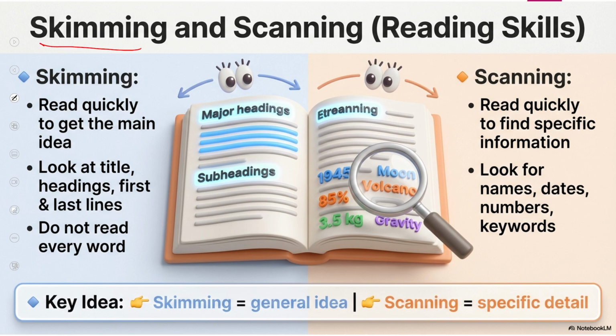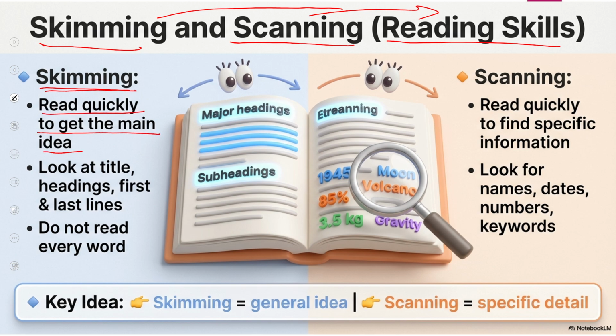Now, the first one is skimming and the second one is scanning. Skim and scan, to get the main idea without spending a lot of time. These two terms are called reading skills. Now, look at this. What is skimming? Read quickly to gather the main idea. To gather means to get the main idea, to reach the main idea. Skimming means read quickly to reach the main idea.